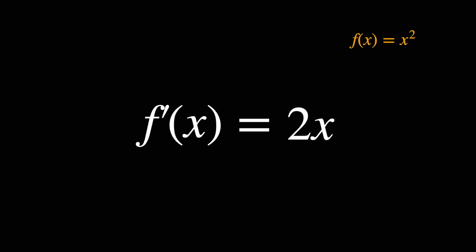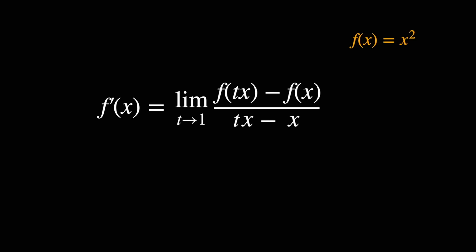Let's see what happens when we use the new definition. Plugging in f of x equals x squared, we get tx squared minus x squared over tx minus x.